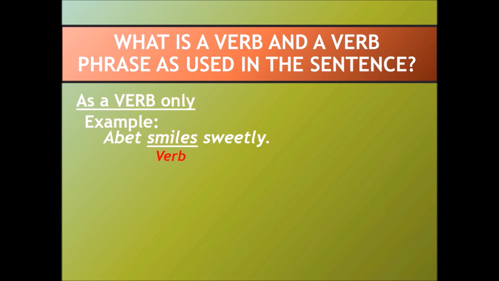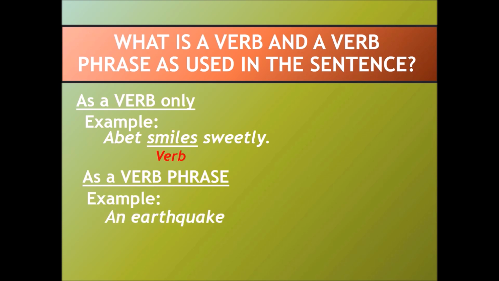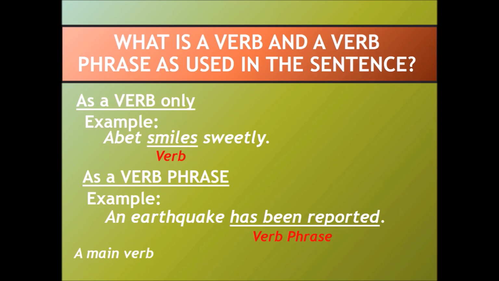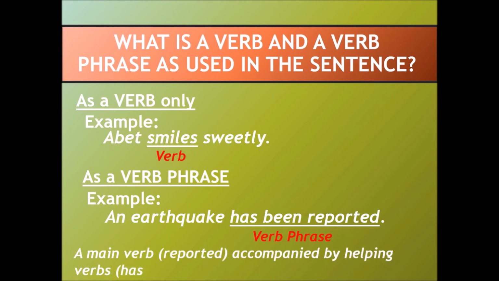So here, as a verb phrase, example, an earthquake has been reported. Where has been reported is a verb phrase. A main verb, reported, accompanied by helping verbs has and been, is a verb phrase.